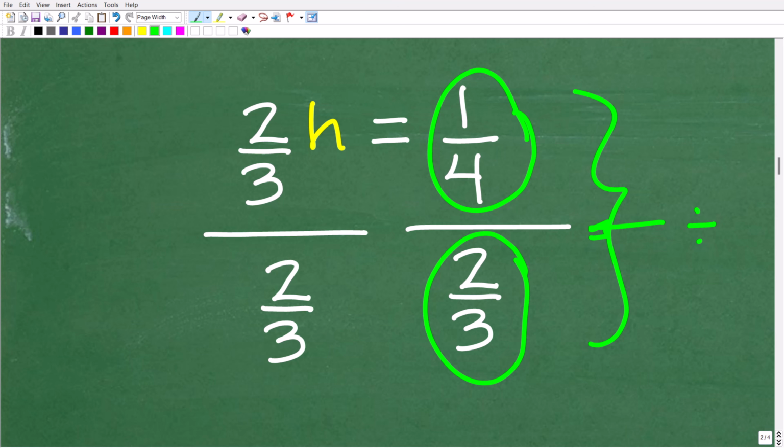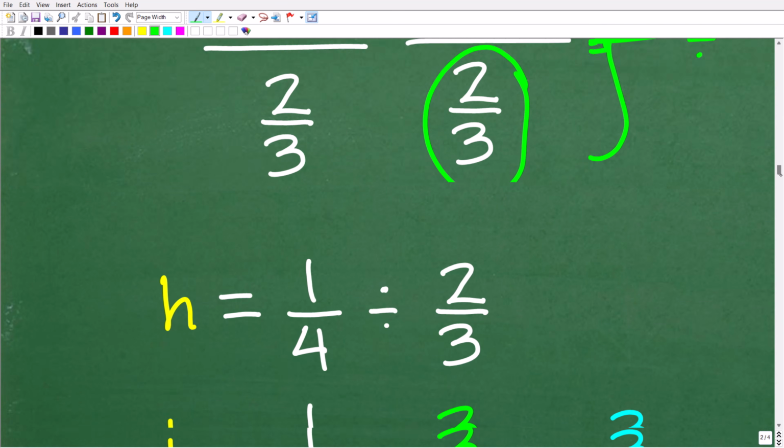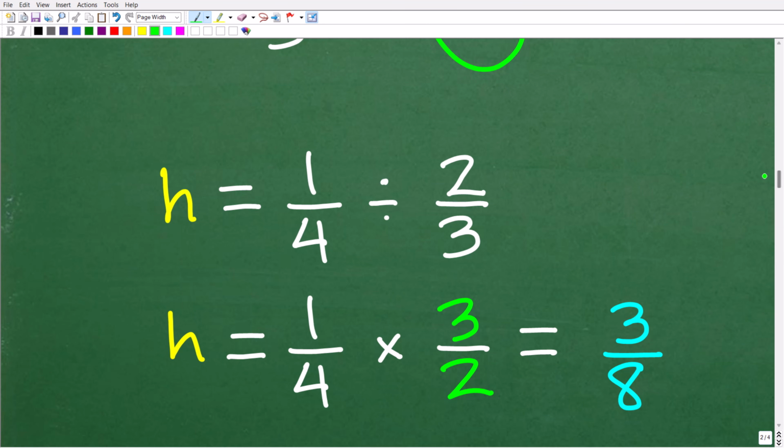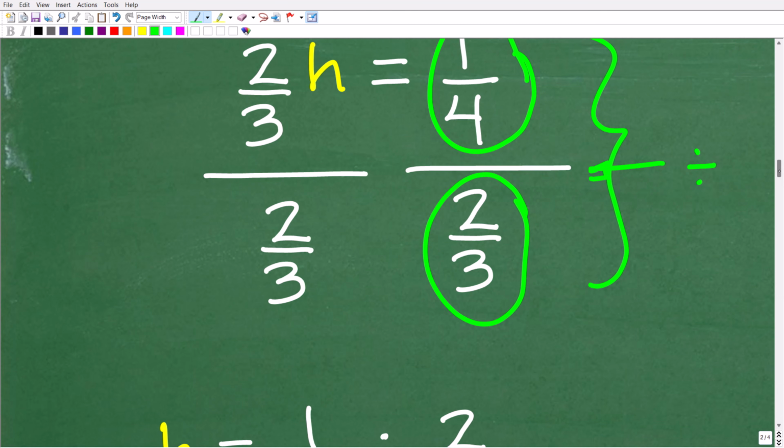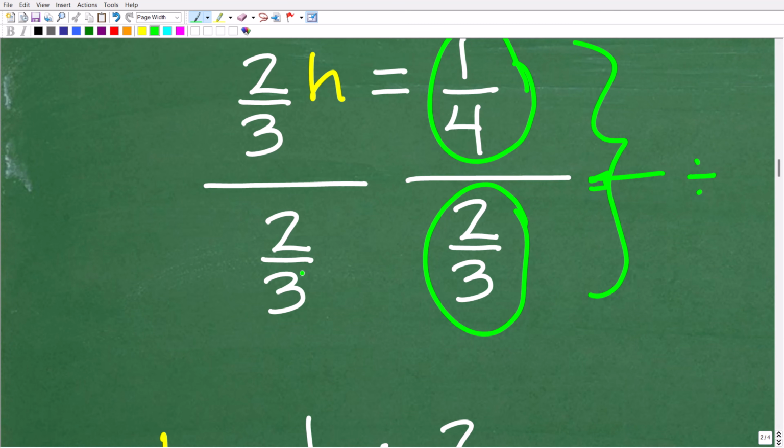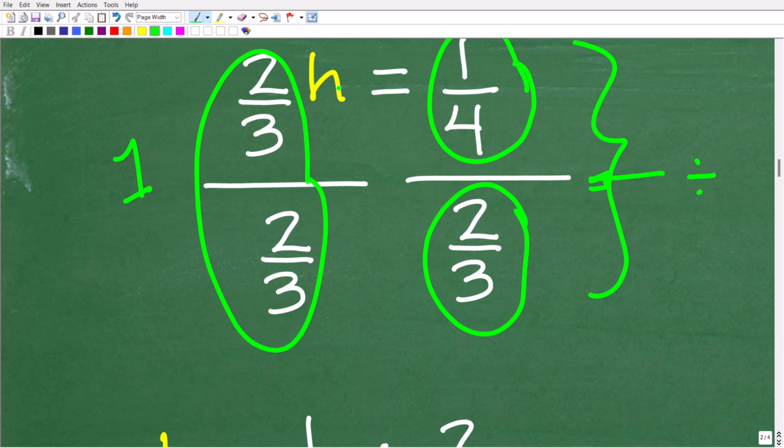So we can rewrite this differently. Okay, so let's go ahead and write that fraction this way. So h is going to be equal to 1/4 divided by 2 thirds. Let's go back here to make sure you understand. So 2 thirds divided by 2 thirds is what? Well, this entire thing here is 1. So on the left hand side of the equation we have 1h or h. So that is fine. And right here we have 1/4 divided by 2 thirds.